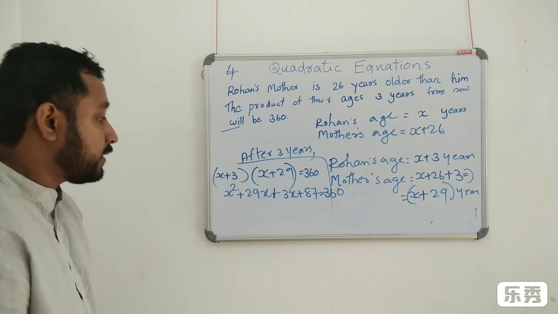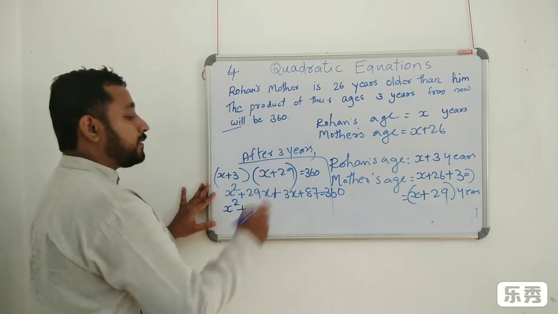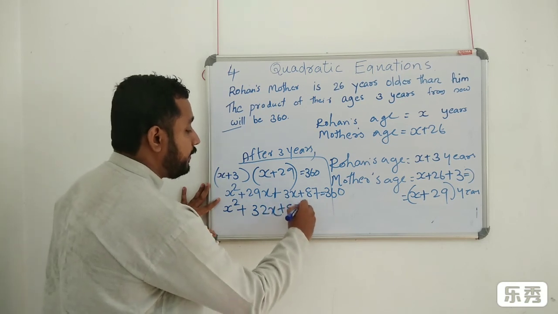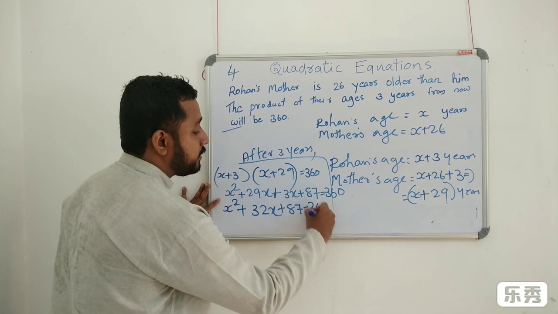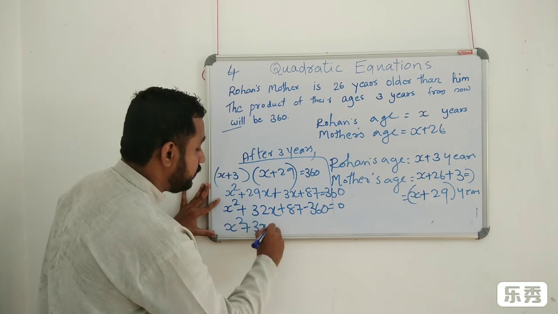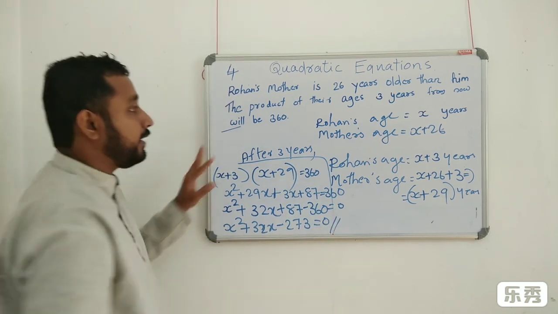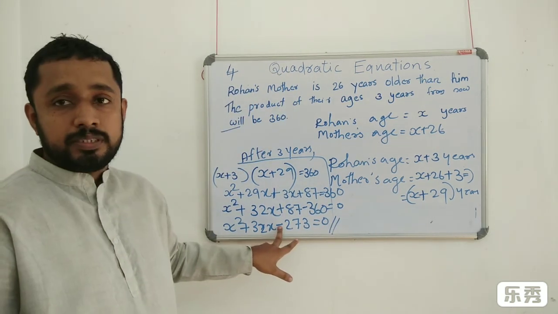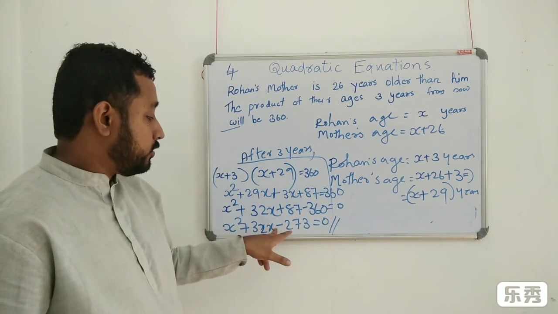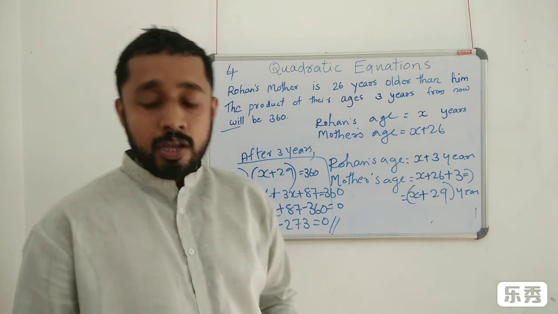x square plus 29x plus 3x plus 87 is equal to 360. x square plus 29x plus 3x, that is 32x, plus 87 minus 360, which is equal to 0. So x square plus 32x minus 273 is equal to 0. We can write this situation in this form, which is a quadratic equation.